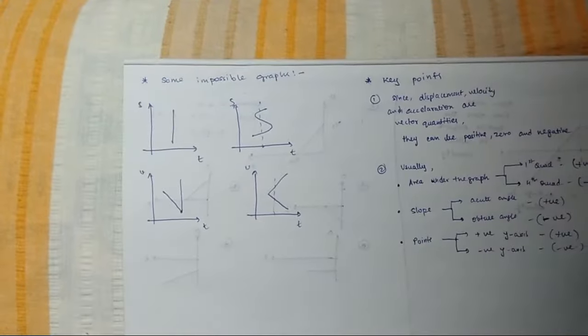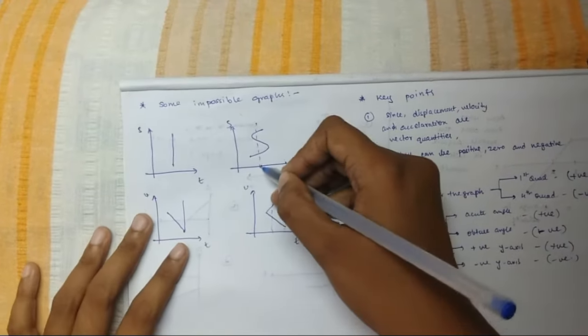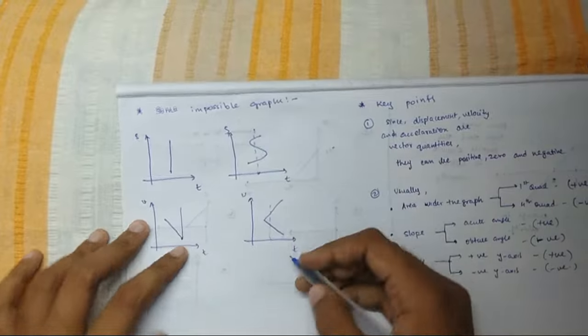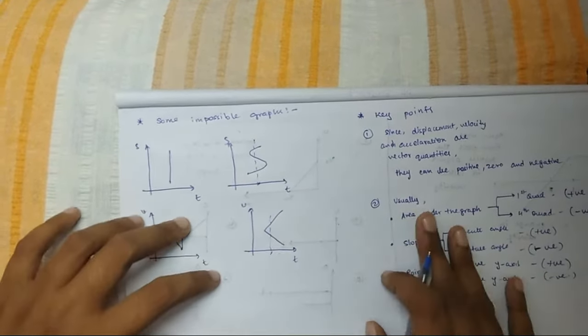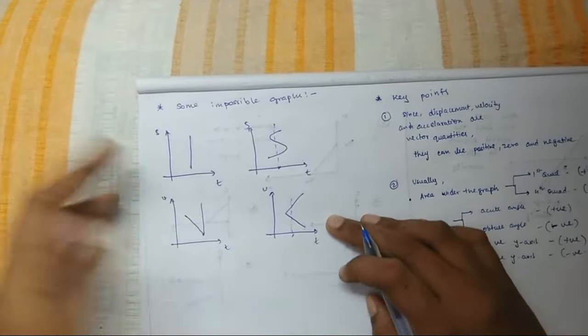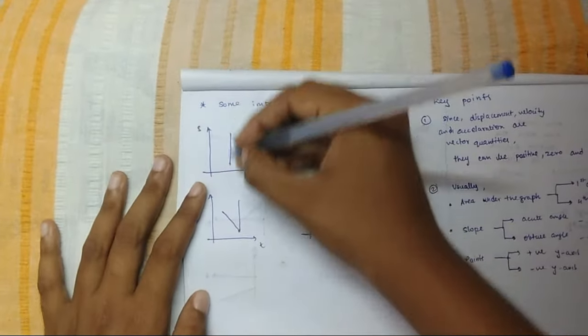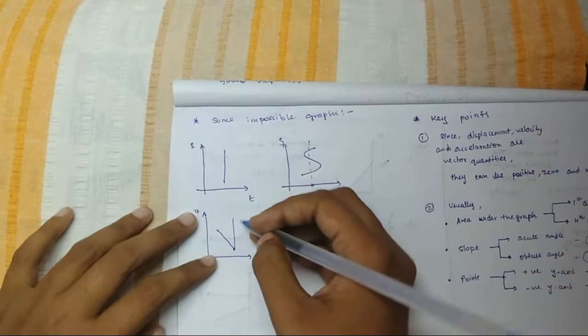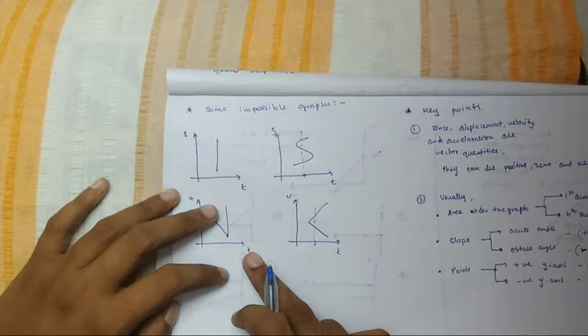Now coming to some impossible graphs. You can observe in these two graphs, for a single time you have two displacements, and here for a single time you have two velocities, which is not possible practically. And here also an infinite slope, that is an infinite velocity, or an infinite slope here, which implies infinite acceleration, is hypothetical, so it's not possible.